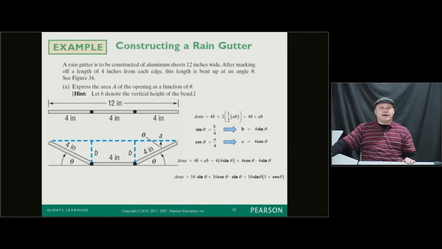But in this case, if you know theta, in other words, the amount that you bent the metal up, and then plug that into this formula, it'll tell you how much water that you can flow in a certain cross section of this gutter. All right, let's go on.